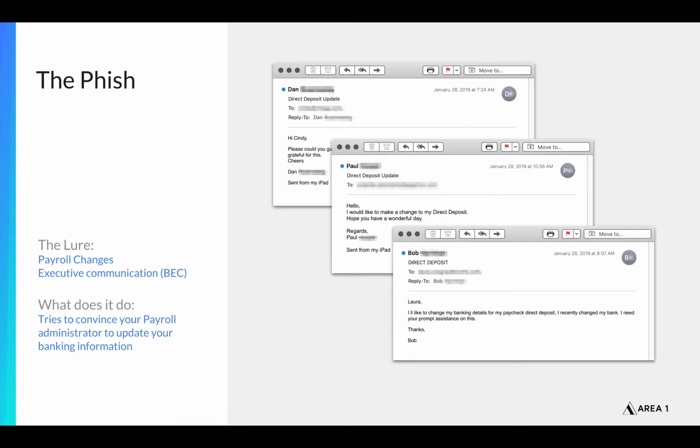When we look at the messages themselves, there's nothing really interesting in them. It's just a plain text request, which seems reasonable. There's nothing about the messages that isn't legitimate in terms of the sender authentication component. So it's really up to the payroll administrator to pay attention and make sure that it's really Dan, Paul, and Bob that is sending that request in. Let's take a look at the second example.